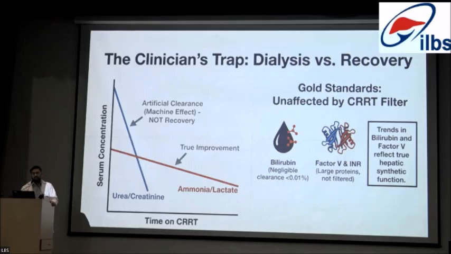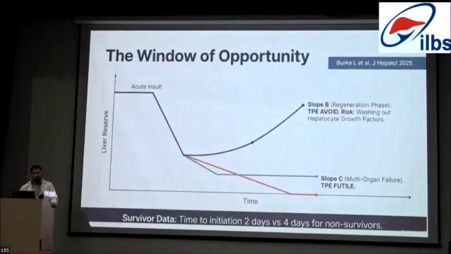that CRRT is being used. So these dynamic parameters, ammonia and lactate, are not always an indicator of liver recovery. So bilirubin, factor 5, and INR need to be taken into account. Trends in bilirubin and factor 5 reflect true hepatic synthetic function and need to be assessed on a timely, regular basis. This is a small window of opportunity.